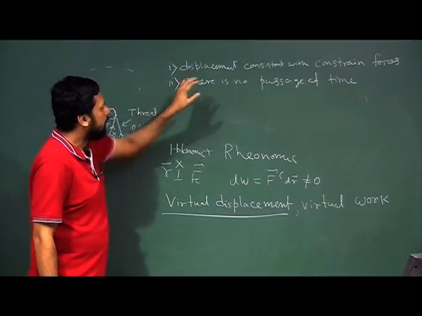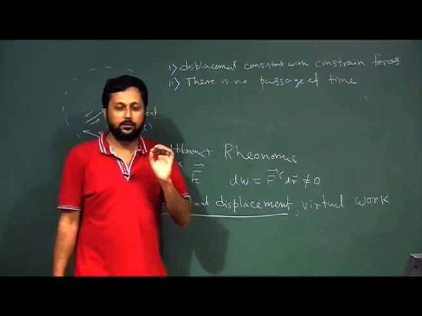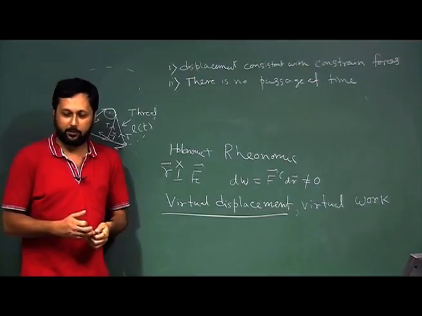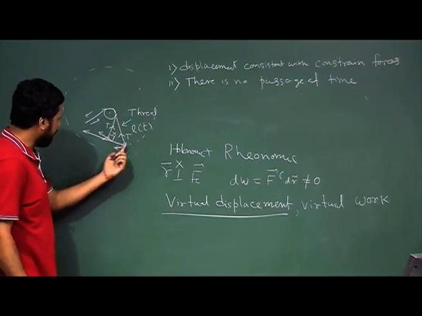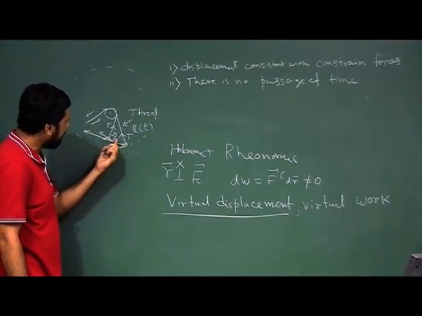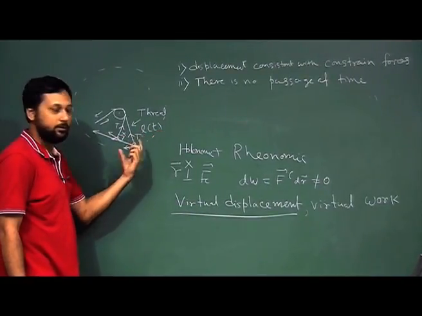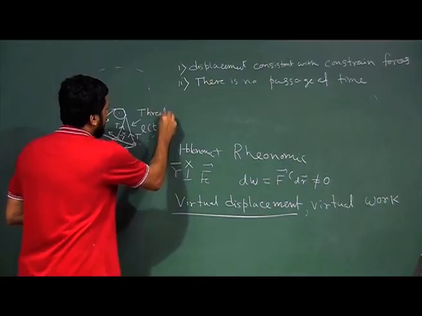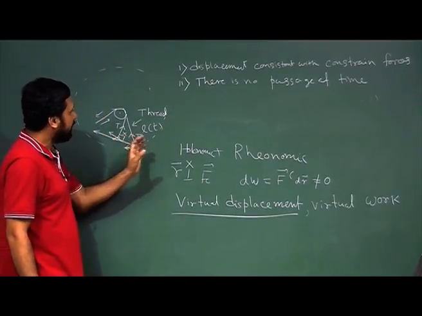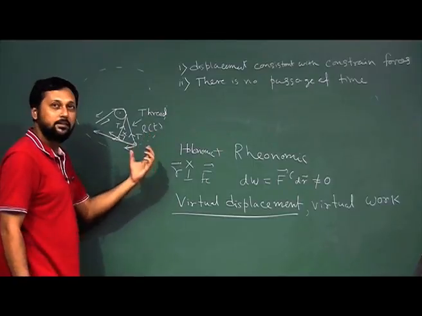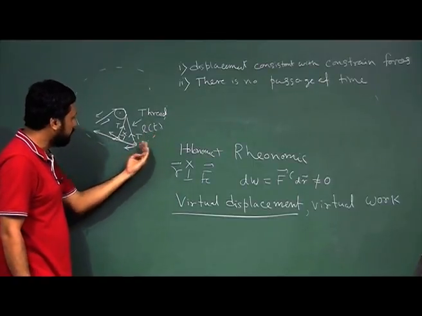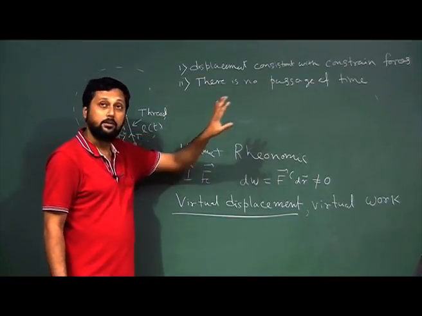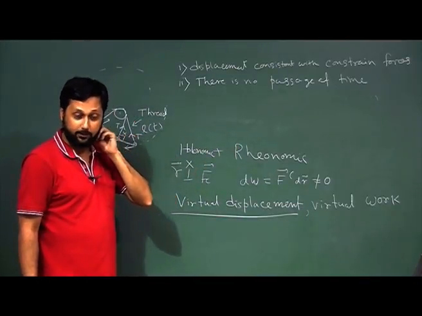the first one is pretty much consistent, I guess we will all understand this: displacement which is consistent with the constraint forces, that means the displacements which are allowed by the constraint forces. Even if the pendulum is moving in this particular path, that is because the length of the thread is changing, which means the constraint conditions are changing. So depending on the constraint condition, it will choose its path. There is no problem with it. The second part is there is no passage of time, and that is why it is called virtual. So it is not a real displacement to begin with.